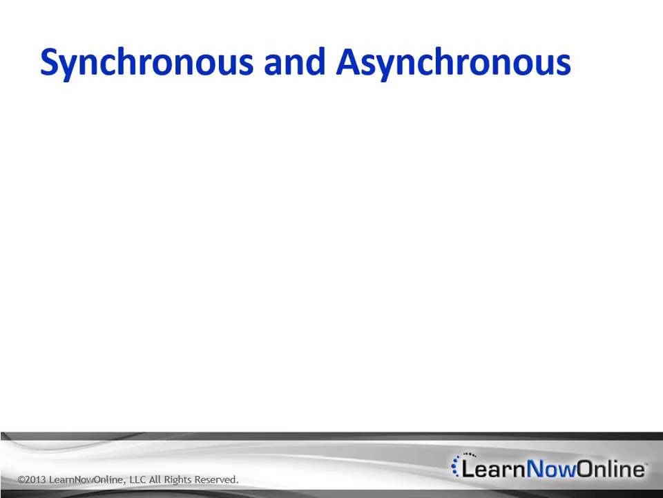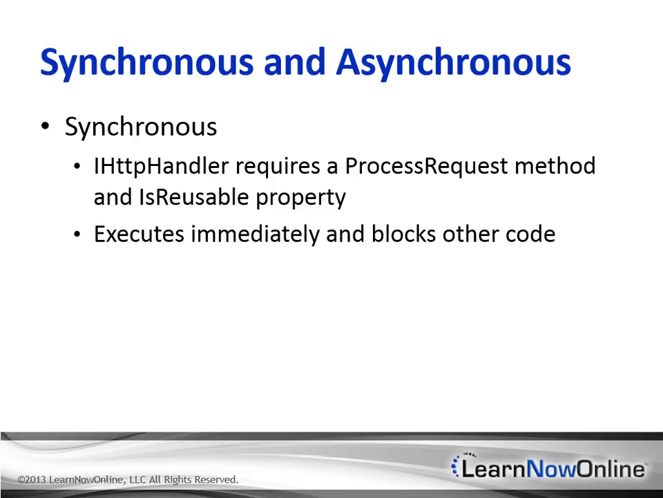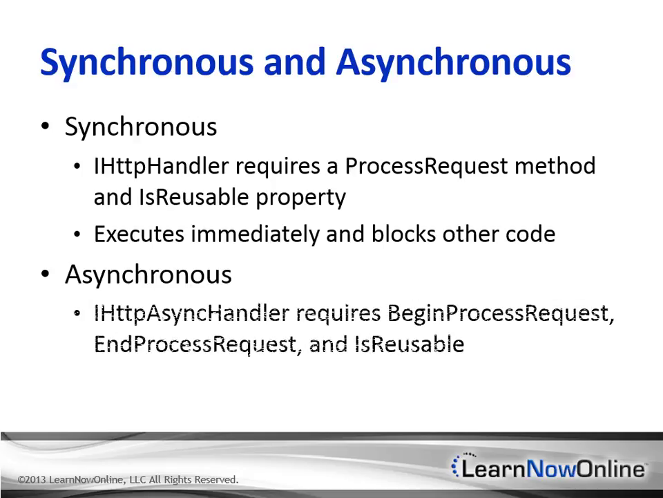You can create both synchronous and asynchronous HTTP handlers. If you create a class that implements the IHttpHandler interface, for a synchronous handler, you'll need to implement a ProcessRequest method and an IsReusable property. This kind of handler executes immediately and blocks any other code execution until it completes. This is the simpler option, but it could have negative impacts on application performance if the handler has to perform any long-running actions. Or you can create an asynchronous handler using the IHttpAsyncHandler interface.